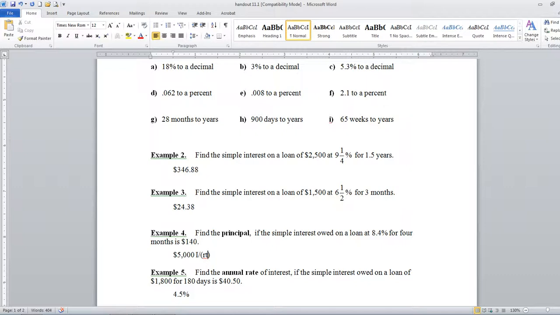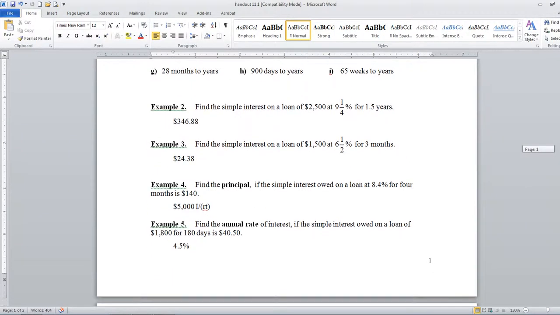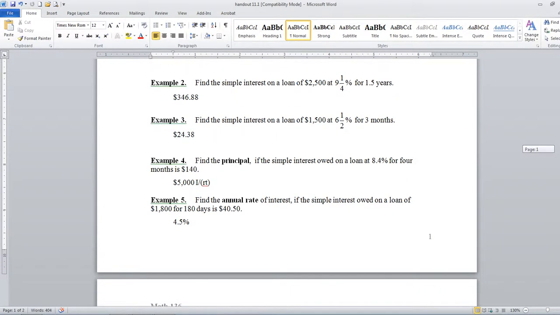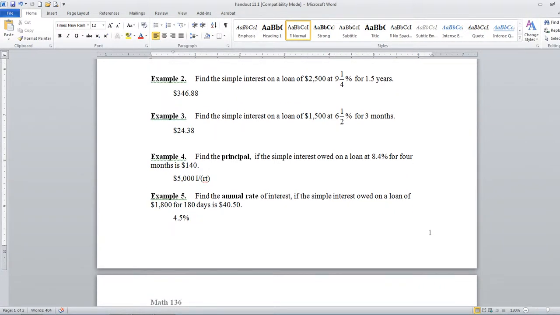Well, the interest in this problem is $140 because we're told the simple interest owed on a loan for 4 months is $140. The interest rate is 8.4%, so that'll go in as 0.084, and the time, being 4 months, will go in as 4 over 12, or 1/3. After that division is performed on the calculator, an even number of $5,000 is what's done. Remember again that principal is the original amount that was invested, therefore it has to come out in terms of dollars.